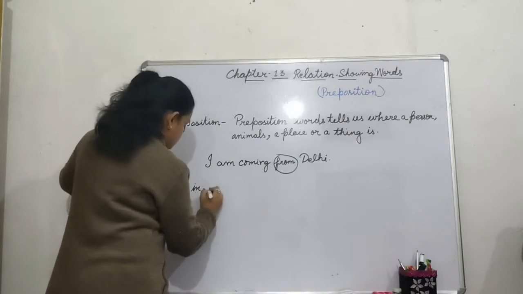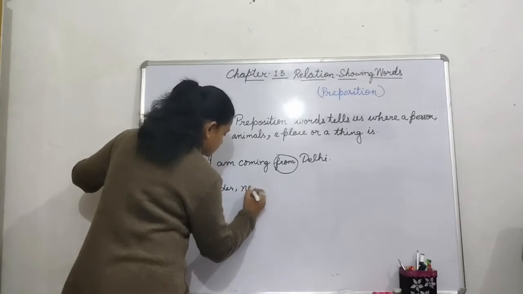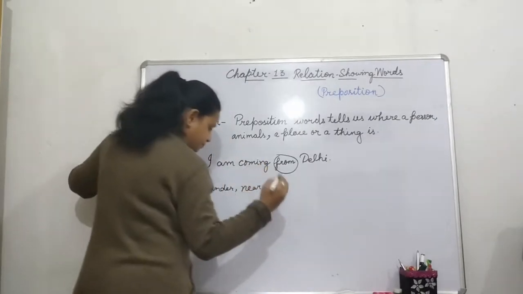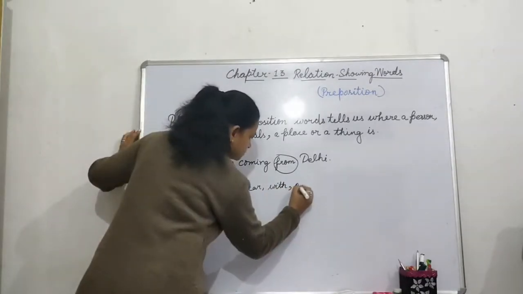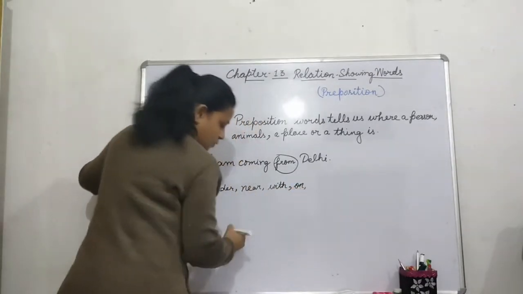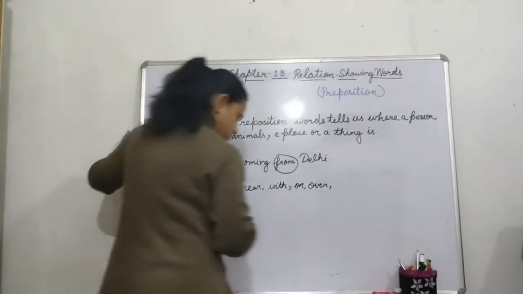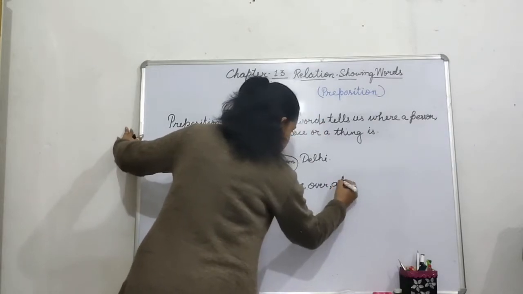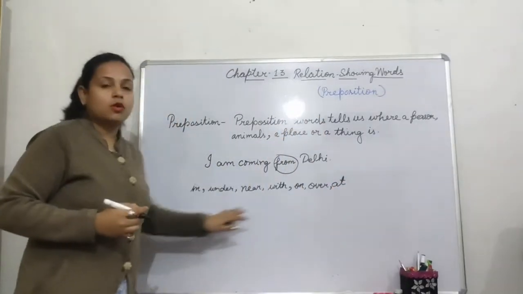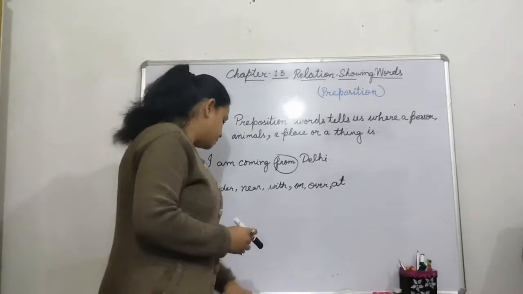In, under, near, with, on, okay, over, at. These words are called prepositions. Okay. These words are prepositions.